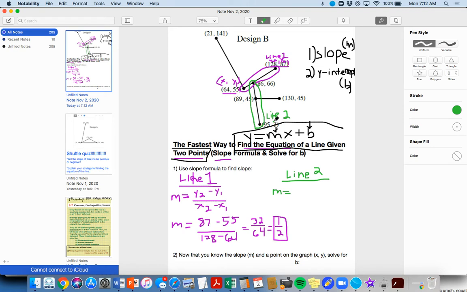We will make this y2, x2, and x1, y1. I like choosing my first points on the left side because remember we read graphs from left to right. So if I choose my x1, y1 from here and my x2, y2 from here, then I'm seeing that my decrease in y is going to be negative.